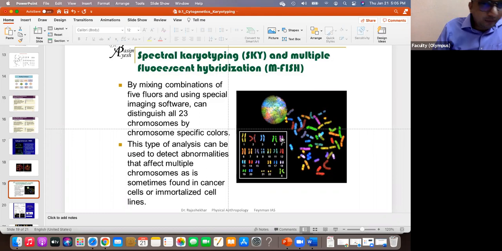Okay, this is one advancement that happened in the last 2 decades. Given that we are able to add specific color to each chromosome, even small problems like translocations or multiple chromosomes having problems can be easily identified. So resolution is better because of the coloration here. Resolution is better, and this is called spectral karyotyping.